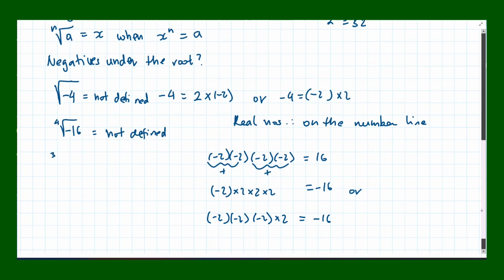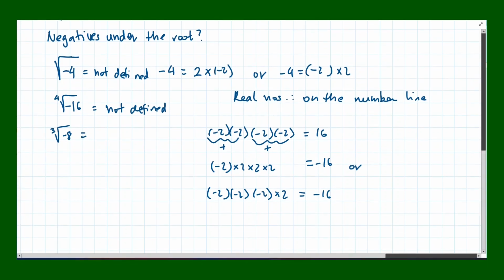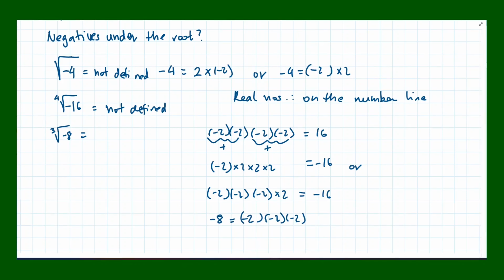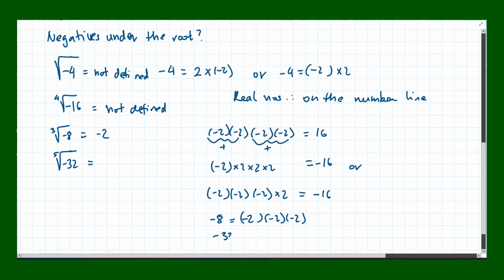Now, how about the cube root of negative 8? Well, now I'm more in luck, because negative 8 is just negative 2 times negative 2 times negative 2. So I'm multiplying the same number by itself 3 times, so that is a possibility. How about the fifth root of negative 32? Again, same logic. Negative 32 is negative 2 times negative 2 times negative 2 times negative 2 and one more times negative 2.